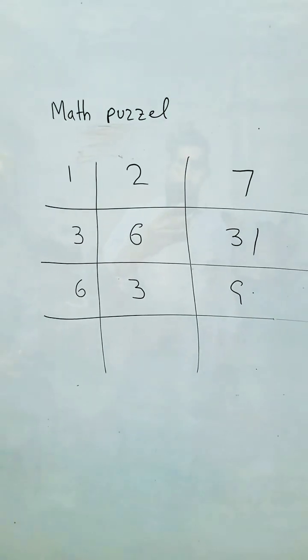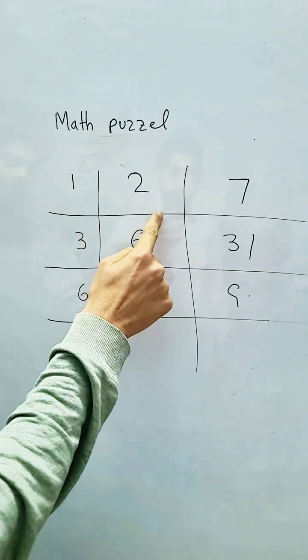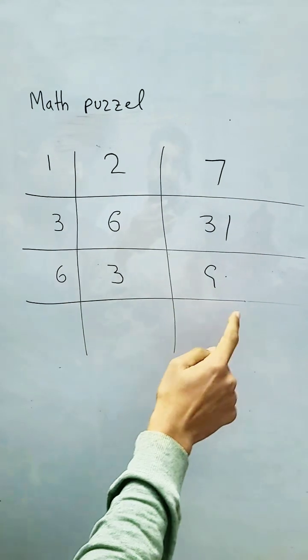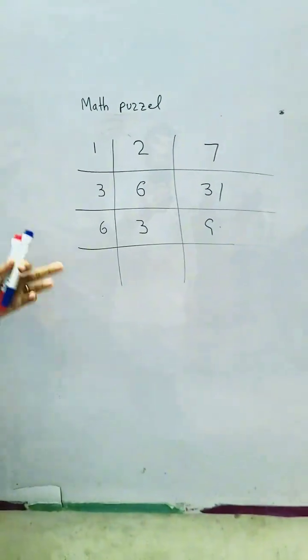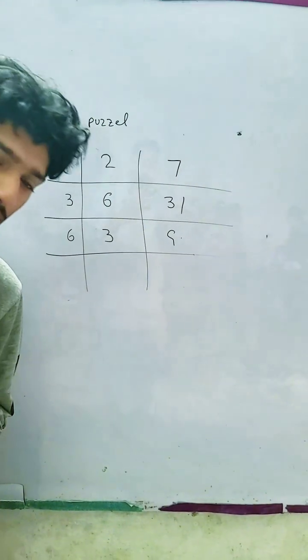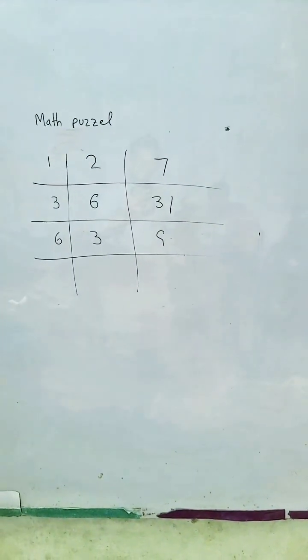So the puzzle is: 1 into 2 is 7, 3 into 6 is 31, and 6 into 3 is question mark. So we will give this question to a student who will solve it. So Mr. Hassan, you have to come here.